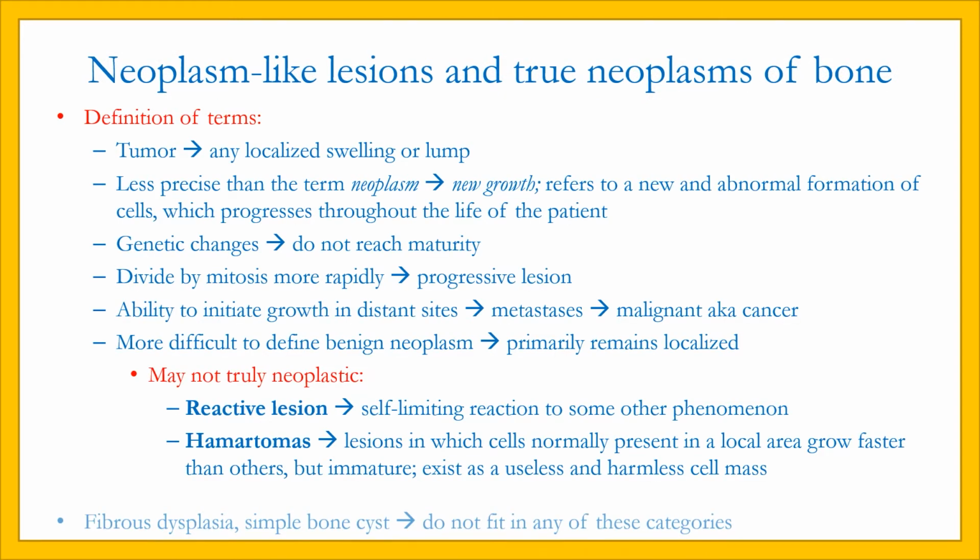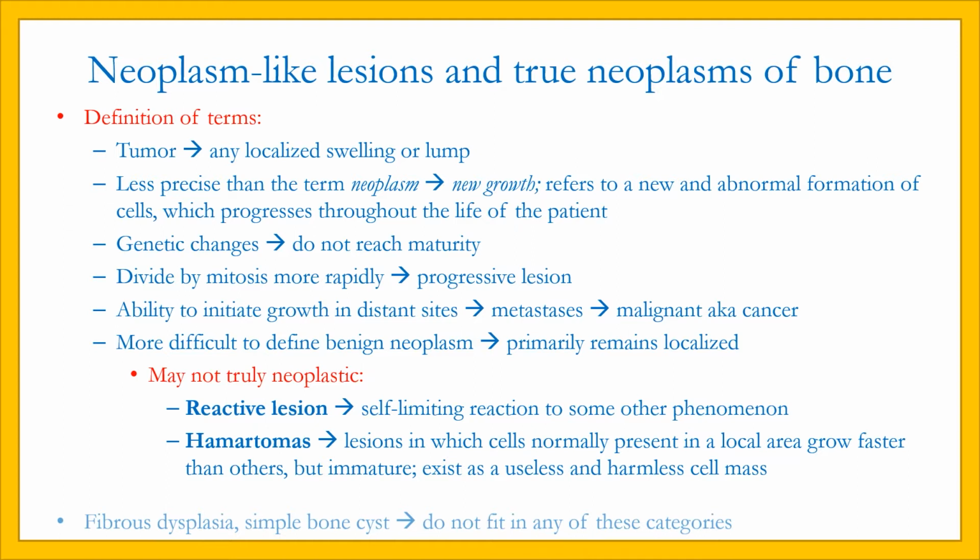Definition of terms. Tumor: any localized swelling or lump, less precise than the term neoplasm. New growth refers to a new and abnormal formation of cells, which progresses throughout the life of the patient. Genetic changes, the cells do not reach maturity, divide by mitosis more rapidly. It is a progressive lesion with the ability to initiate growth in distant sites, metastasis. Malignant, also known as cancer.